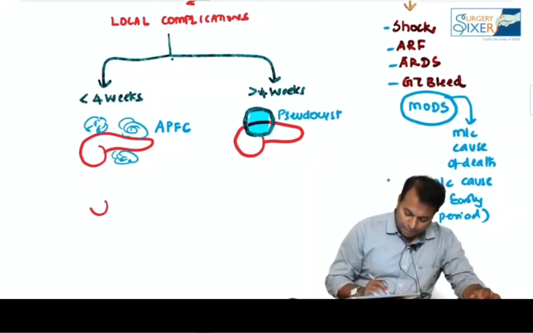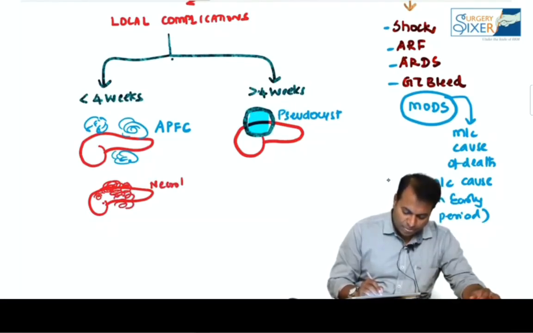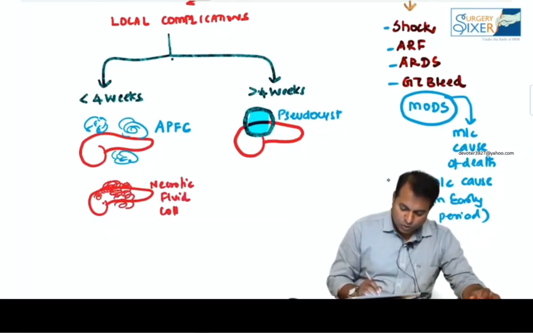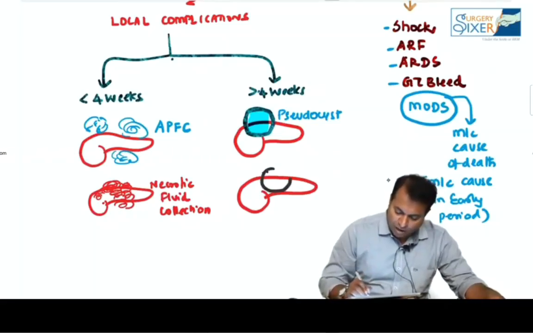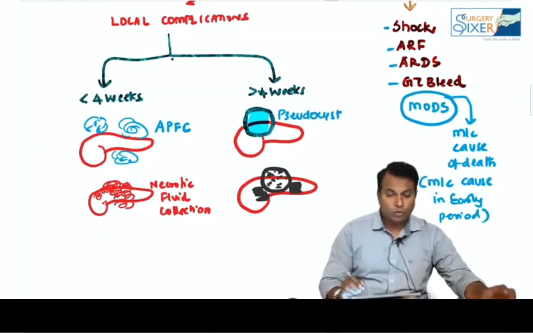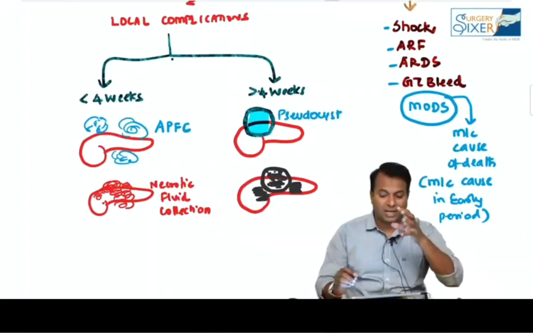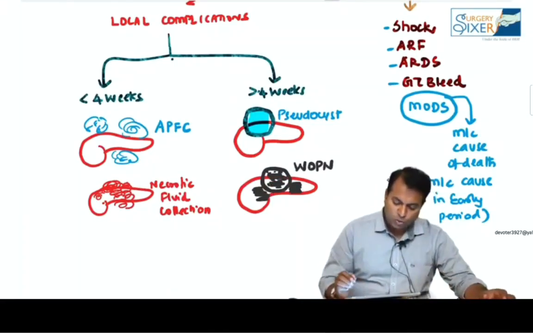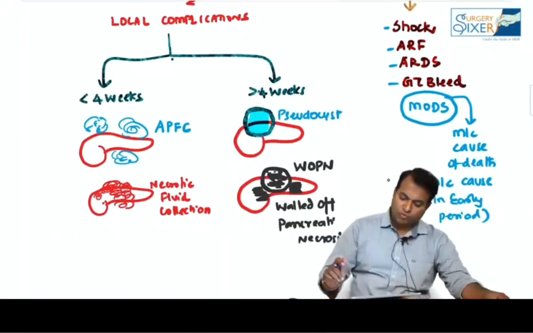Or the pancreas can cause acute necrotic fluid collection. So not only is there fluid, there is also necrotic material seen. Along with the necrosis in the pancreas, the necrotic material can form a well-defined wall. It looks like a pseudocyst, but it is not, because in a pseudocyst there is only fluid. This one will also have necrotic material, and is known as walled-off pancreatic necrosis.